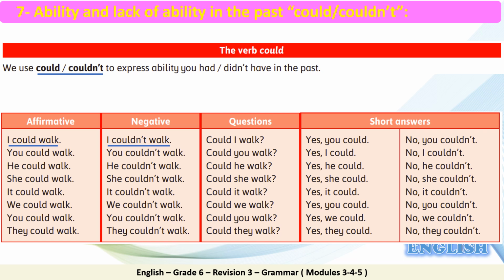In the questions, it is also easy. We have a subject-verb inversion. The subject takes the place of the modal, and the modal takes the place of the subject. As in this question, could I walk? It was I could walk. Now, could I walk? And the answers are yes, I could, and if it is negative, no, I couldn't.